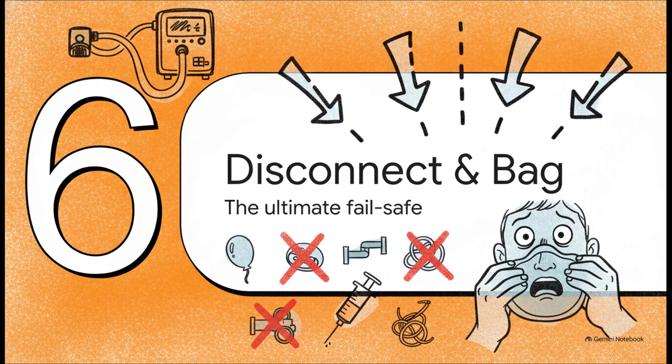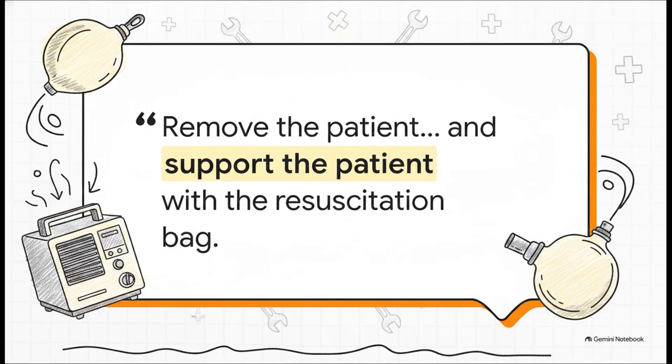Finally, Section 6, when unstable, disconnect and bag, your absolute ultimate failsafe. Listen, if you've run through DOPES and the patient is actively crashing, you need a bailout. Our sources pulled this direct protocol from Penn Medicine, and it hits the nail on the head. If there is a suspected issue with the mechanical ventilator and/or ventilation is ineffective, place the ventilator on standby, remove the patient, and support the patient with the resuscitation bag. It really is that simple.